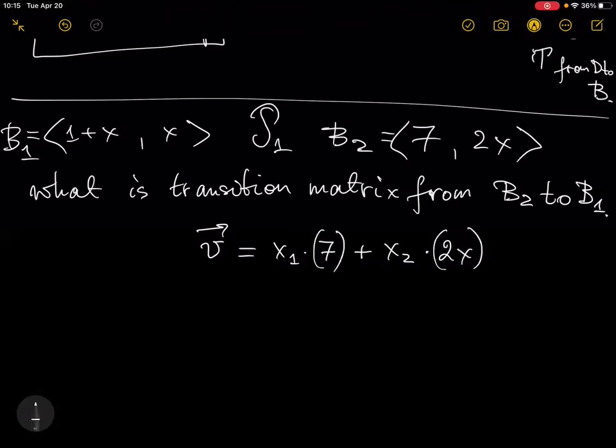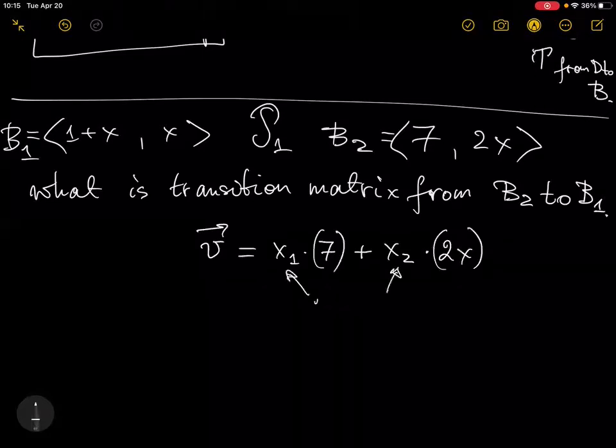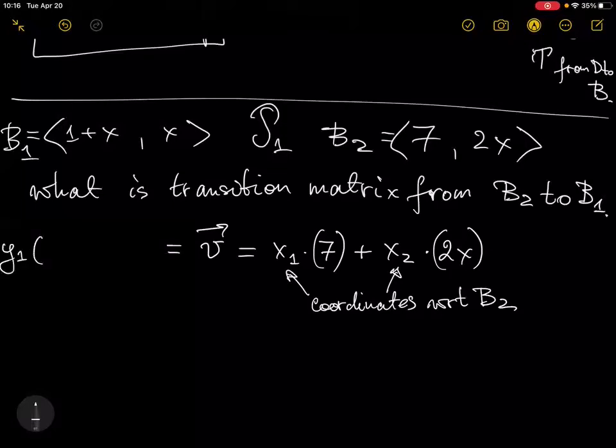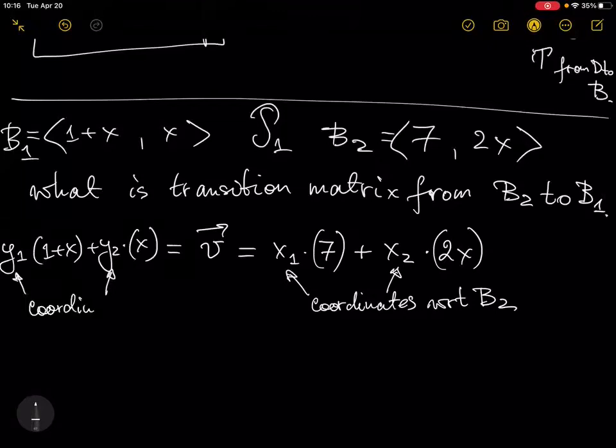Vectors of the basis, right? So these are coordinates with respect to B2. From the other point of view, you can write it as y1 on 1 plus x plus y2 on x. So these are coordinates with respect to B1, right?